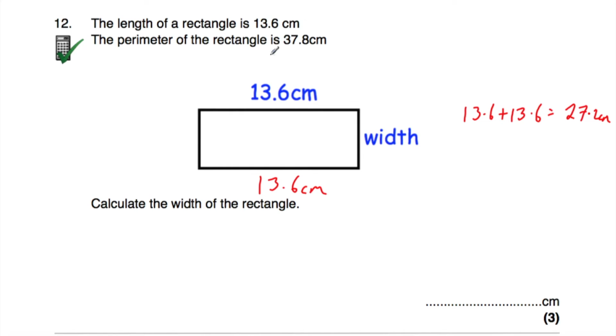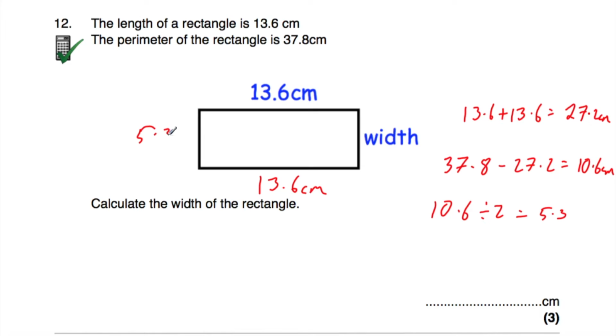Now if we take that away from the perimeter of the whole rectangle, that'll tell us what's left for the two sides. So 37.8 subtract 27.2 is equal to 10.6 centimetres. So that means that the length of the left hand side and the right hand side together must be 10.6 centimetres. Now if we divide that by 2, 10.6 divided by 2 is equal to 5.3. So that means that the length of the left hand side must be 5.3 centimetres, and the length of the right hand side would be equal to 5.3 centimetres.